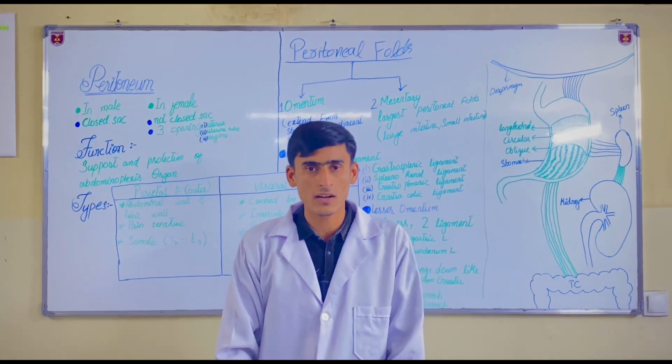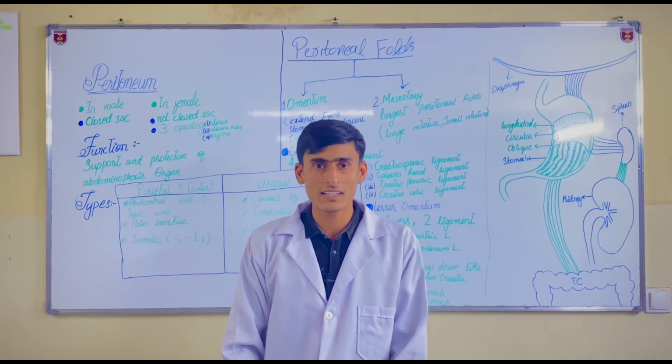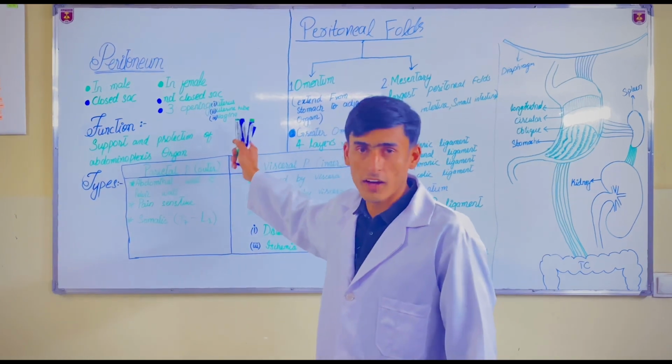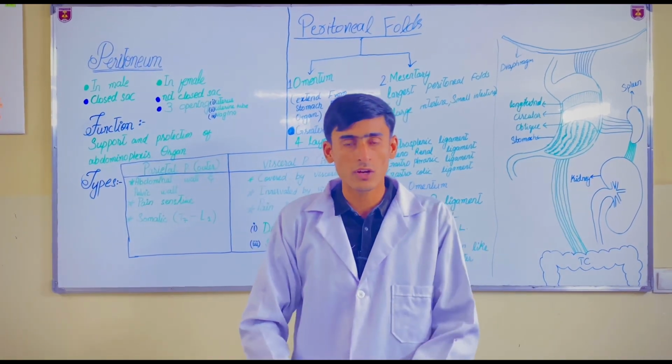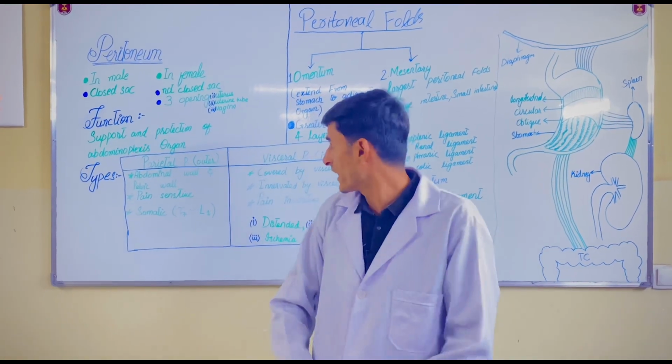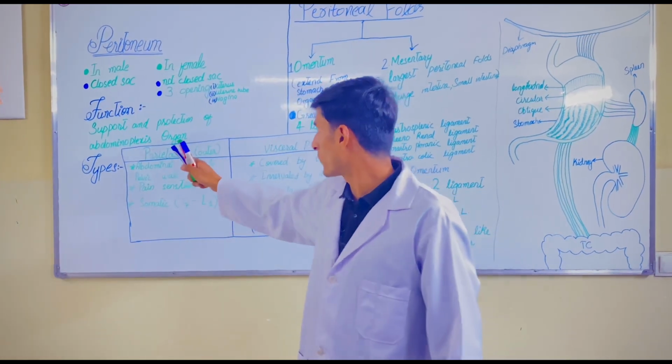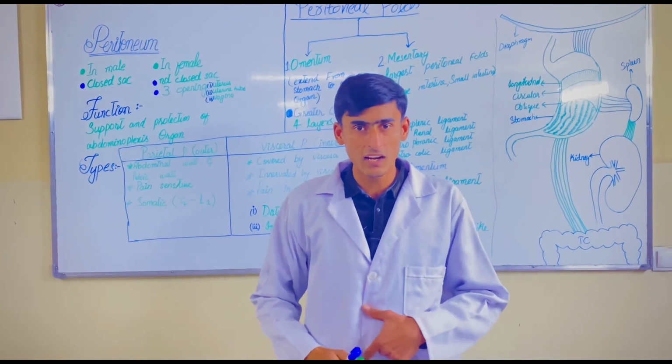In the male it is a closed sac, but in the female it is not a closed sac. It has three openings anteriorly: one for the uterine tube, and others for the uterus and vagina. Then we discussed the function of the peritoneum. Its function is support and protection of abdominal organs.